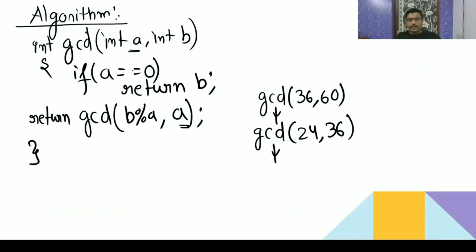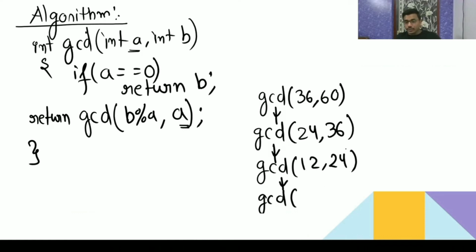Now A is this 24, not equal to 0. Again call GCD. B mod A, that is 36 mod 24, is going to be 12. It's 24. Now again call GCD, because A is not equal to 0. Now GCD of 24 and 12: B mod A, you are going to get remainder as 0.